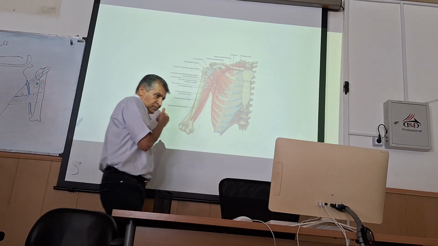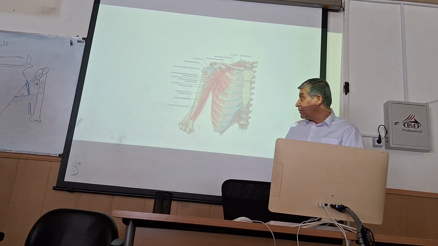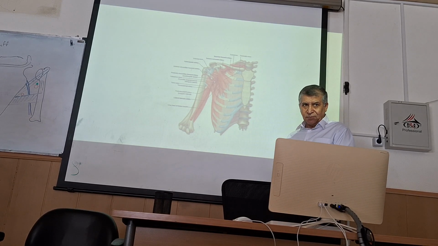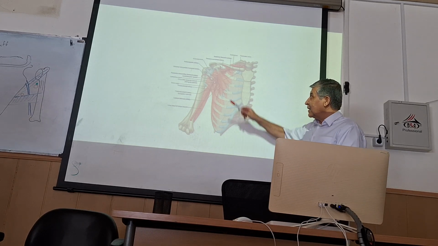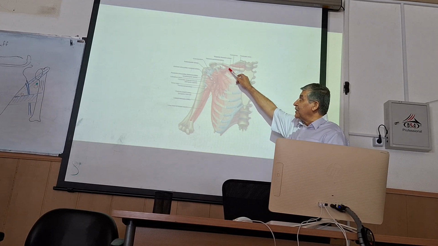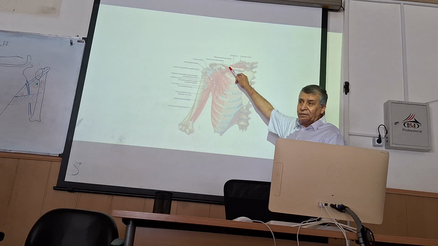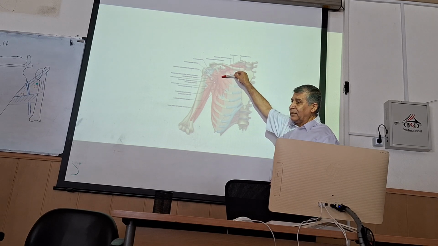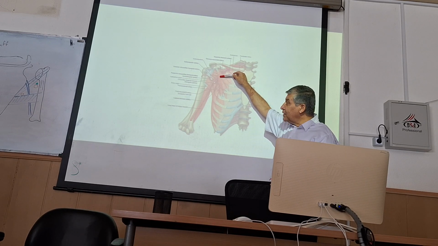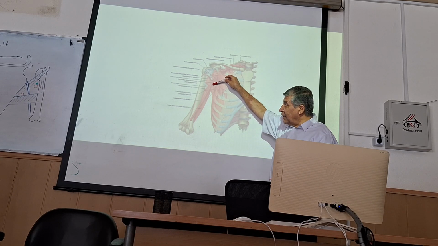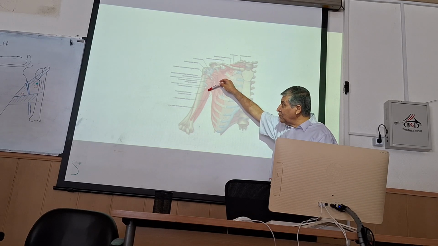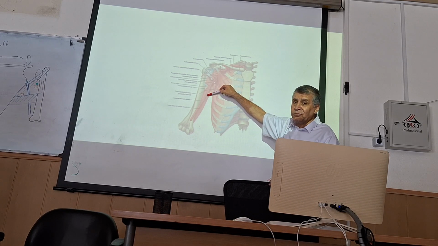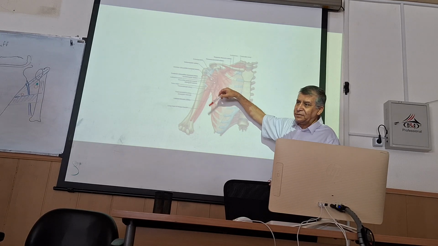Contents of this fossa: axillary artery, axillary nerve, vein, brachial plexus, and lymph nodes. Okay? At first we need the axillary artery. It is the continuation of the subclavian artery. It enters into the axillary fossa, passes behind pectoralis minor, and descends into the arm. After the lower border of the teres major it changes to the brachial artery. Okay?